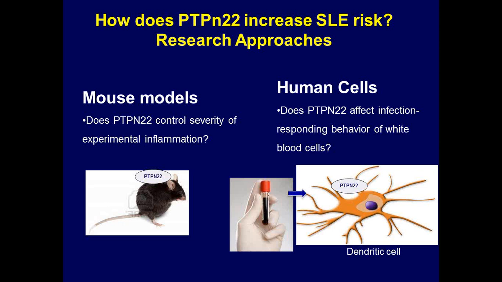Just a brief overview now. How do we go about studying the question of how PTPN22 might increase lupus risk? And here I'd like to emphasize that we've used parallel, corroborative approaches using mouse models of disease as well as direct studies in human cells. And I'd like to spend a little time just talking about the mouse models first. So using technology that allows us to change the chromosomes of mice, we've been able to generate animals that either lack the PTPN22 gene entirely, or animals that are programmed to express the human form of PTPN22 that's associated with lupus.